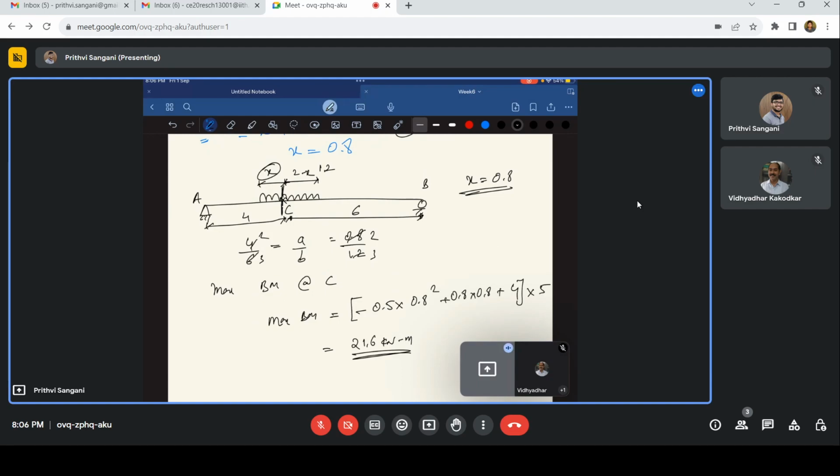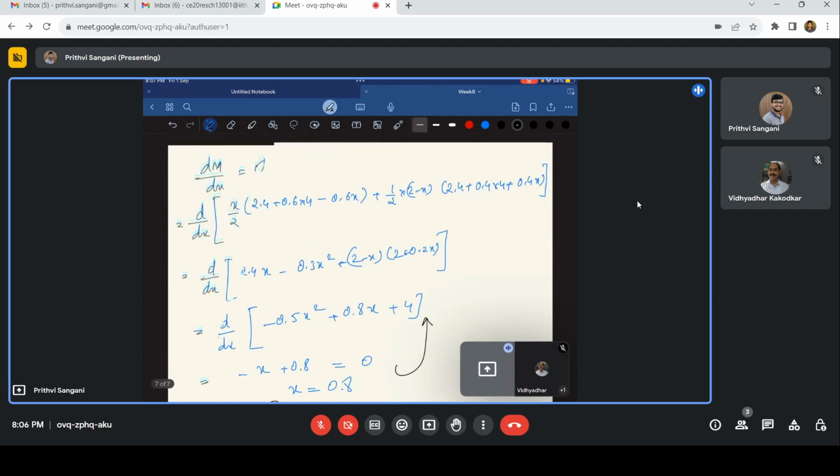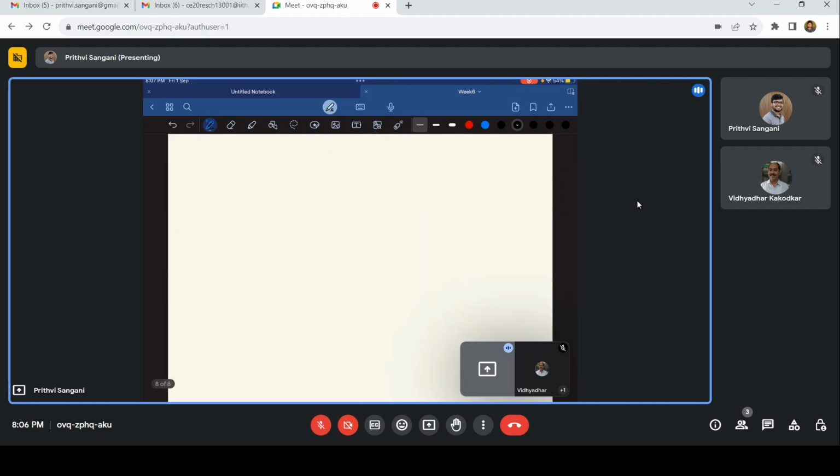So this is how we'll be finding out the maximum bending moment at a certain location. Similarly, if you want to find out the absolute maximum bending moment in a simply supported beam, you already know that the absolute maximum bending moment in the simply supported beam, you need to first draw the ILD.